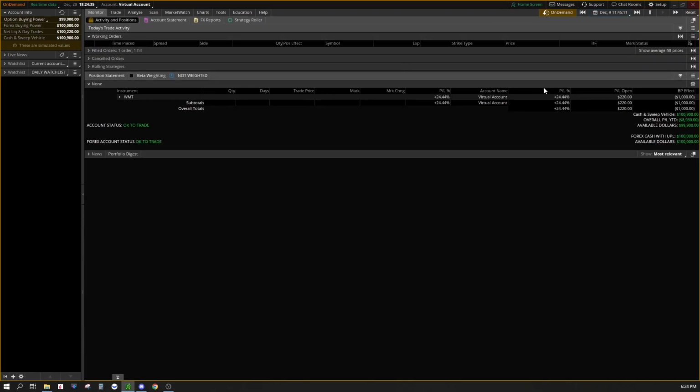If we look at our position, you can see that we're up 25% on the trade, and we're up $220, right? Keep in mind, we've only risked about $100 to the downside, if you will, if this trade did not work out, versus the maximum profit of 900.